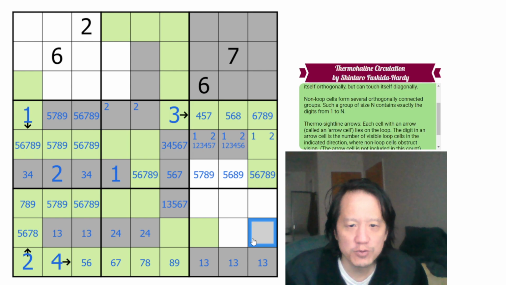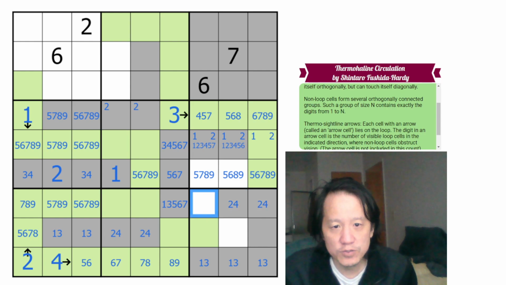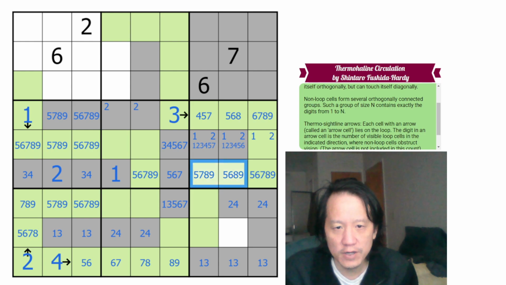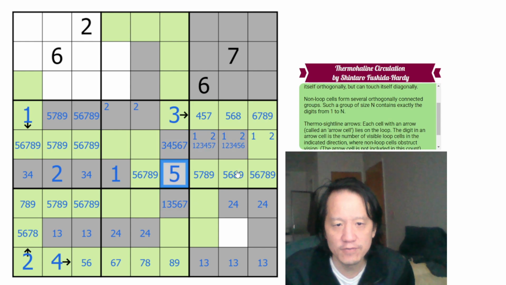Where are the 2 and 4 in this non-loop region? Can't be here, can't be here. It has to be in one of these, it has to be both of these two. So this has to be 2 and 4 specifically. Which means this is green, and these are green. So now this is a region of 5, so it must be the digits 1 through 5. Therefore, this must be 5.